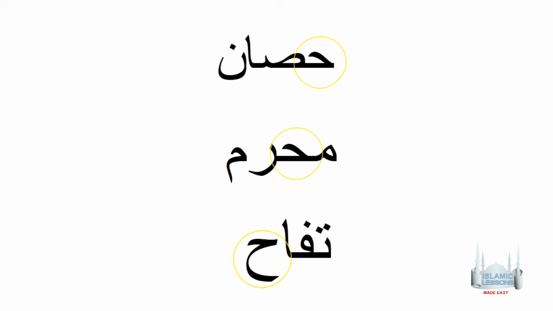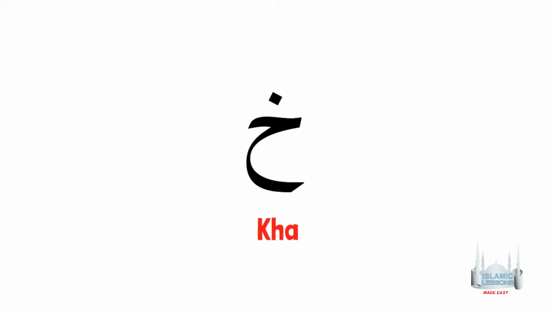end of a word. This letter is called Kha. Kha is similar to both previous letters Jeem and Ha, except it has a dot on top. Kha is a heavy letter. So far, this is the first heavy letter we have learnt.